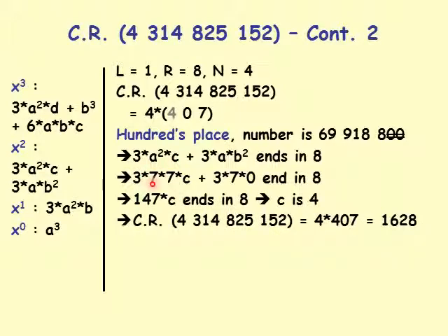3 times 7 is 21. 21 times 7 is 147. Ends in 8. That means c is 4. So we just confirmed that this number is really 4. That tells me that my other 0 must be right also. I must not have messed up the computation of 0. Let's continue. Then my cube root of 4,314,825,152 is 4 times 407, which is 1628.